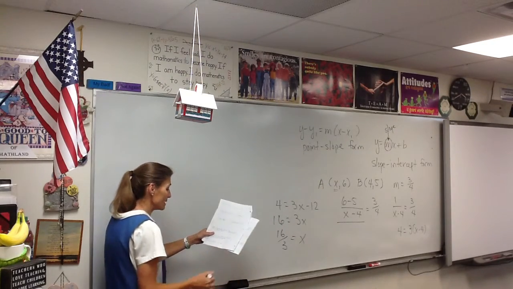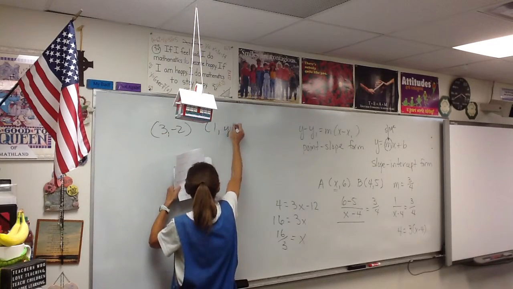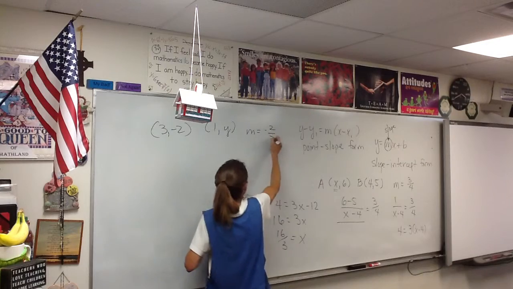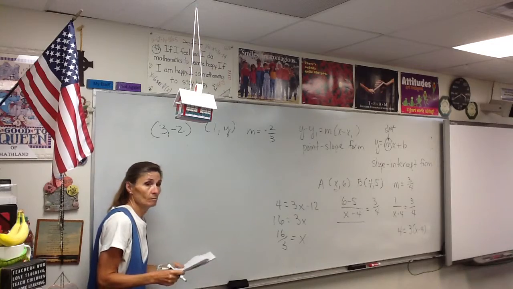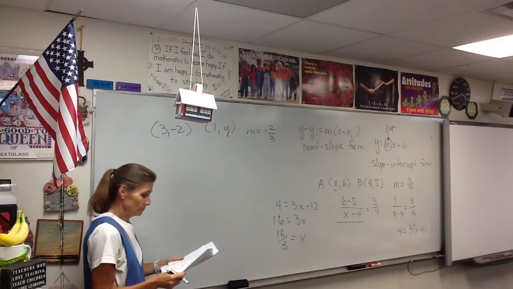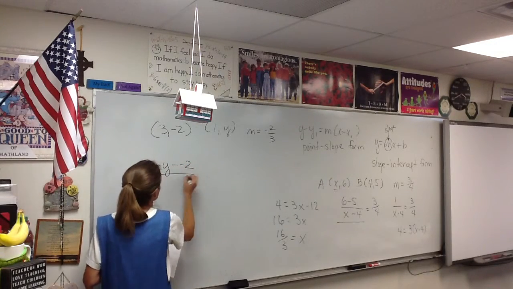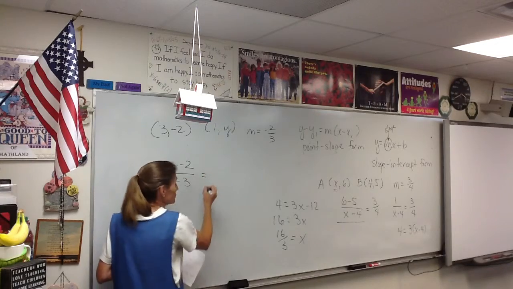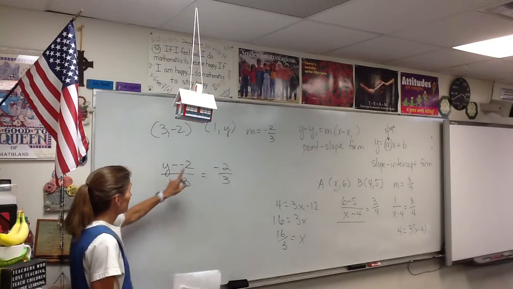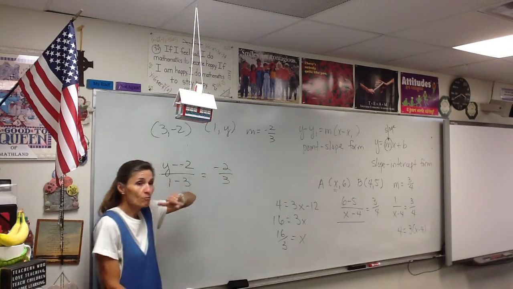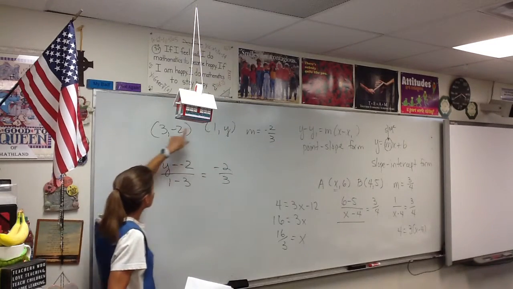Okay, let's try B. Can somebody set this up for me? Jordan? Y minus -2 over 1 minus 3 equals? -2/3. Oh, that is awesome, Jordan, thank you. This is the slope. How do you find slope? Y minus y over x minus x.